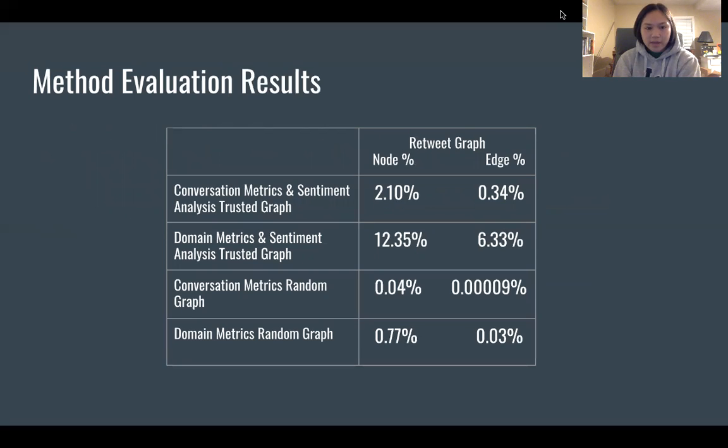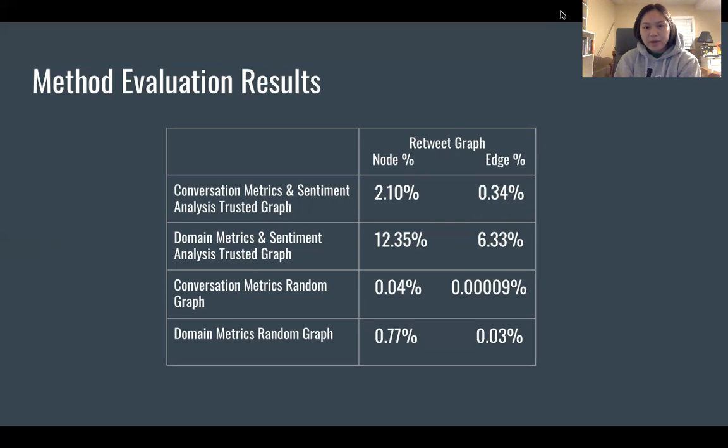So here is a table of my results. The conversation trusted graph has a higher percentage of similarity to the retweet graph than the conversation random graph, so that similarity is significant. Similarly, the domain trusted graph has a higher percentage of similarity than the domain random graph, so that percentage is also significant.